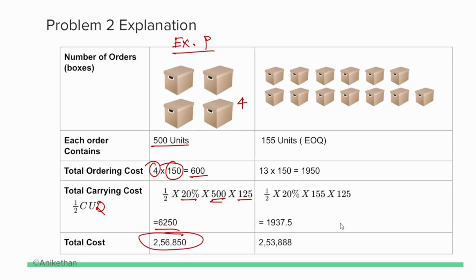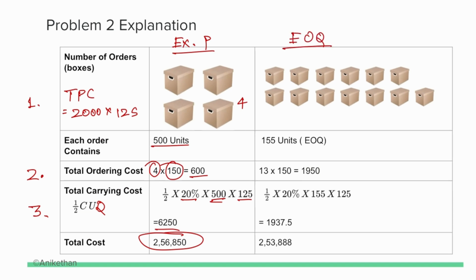So total material cost is 2000 into 125. So that is your total material cost. So this is 2 and this is 3. One is total purchase cost, which is equal to 2000 into 125. If you add all of that, you will get 2,56,850. Next, the same thing you have to calculate for EOQ.